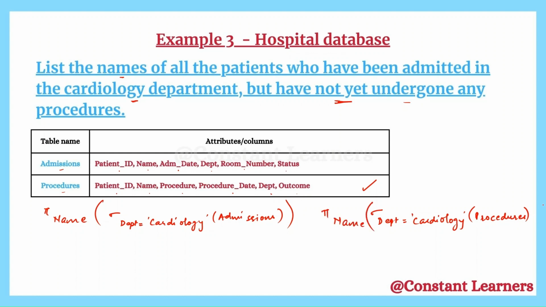All right. Now, this patient has started the procedure, but we need the patients who have not undergone any procedure. So this entire query will give us the names of all the patients. This entire query will give us the patients who have started the procedure. Now, if we remove the patients who have started the procedure, we will get the patients who have not yet undergone any procedure, and that too from only the cardiology department. I hope that you've understood what we are doing.